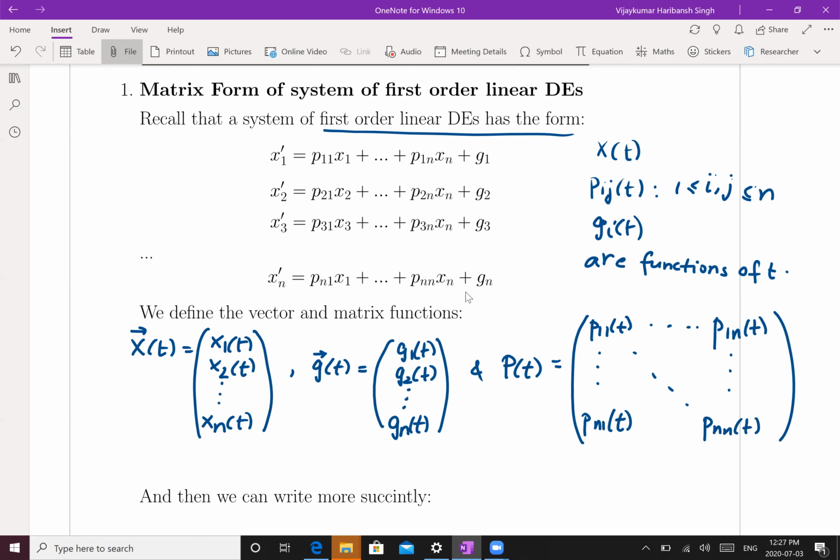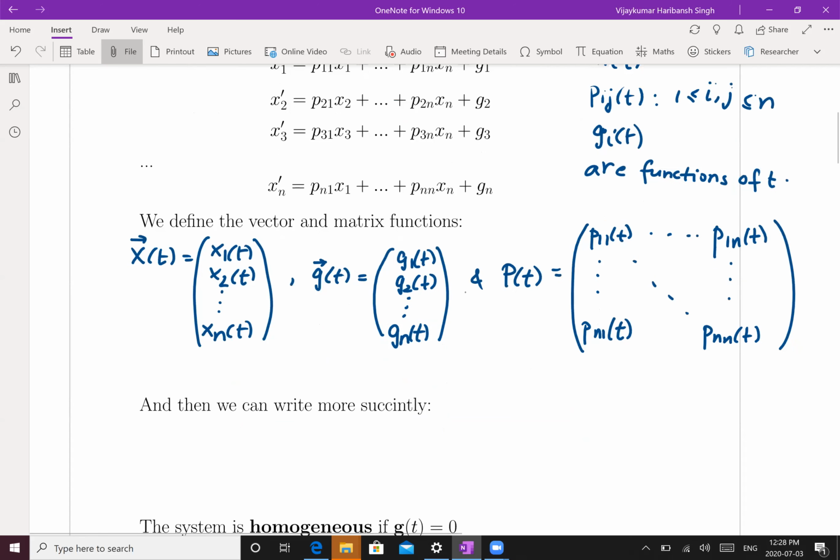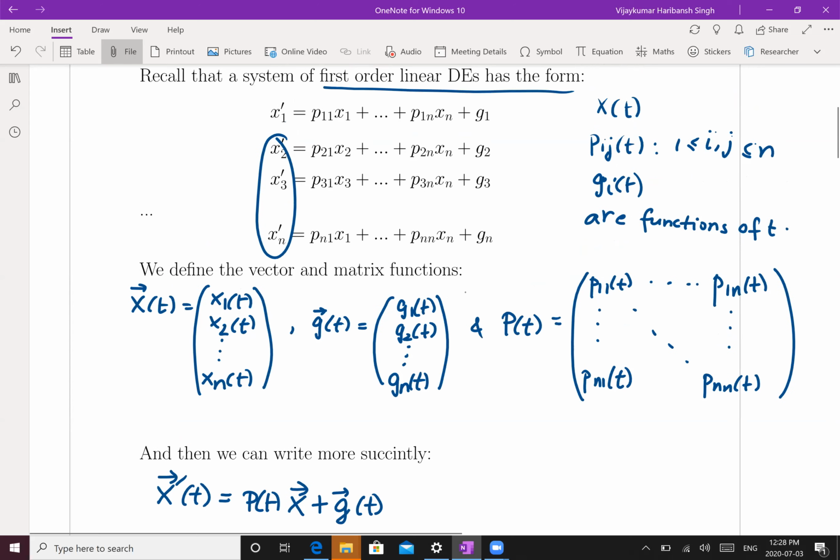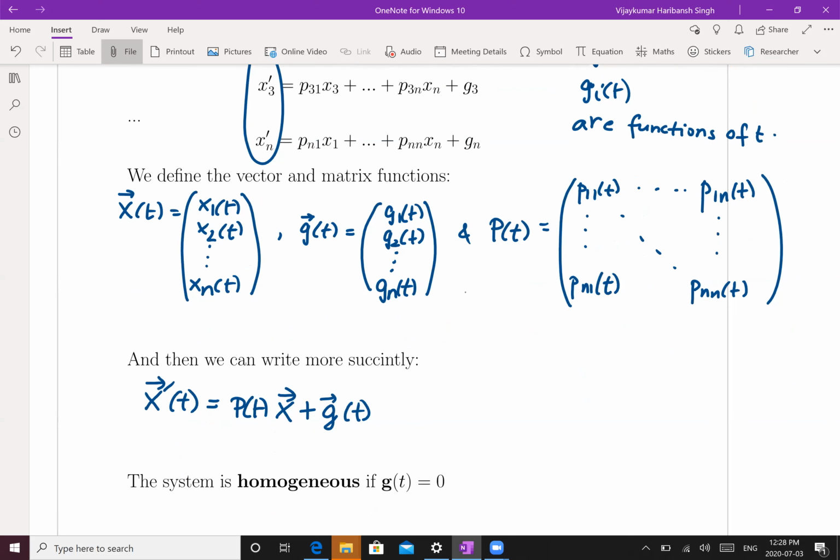So this is your matrix P, and you can write the system in a slightly more compact form as x prime of t, because there are derivatives involved here. So x prime of t is P of t times x plus g of t. So the above system of first order linear differential equations can be written in the compact form in the following way.